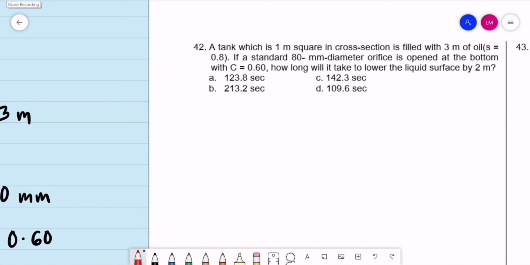Okay, dito naman tayo sa number 42. A tank which is 1 meter square in cross-section is filled with 3 meters of oil with a specific gravity equal to 0.8. If a standard 80 mm diameter orifice is opened at the bottom with C sub d, or that is the coefficient of discharge, 0.6, how long will it take to lower the liquid surface by 2 meters? Kapag may involved na time, okay, ito na yung case ng orifice na the falling head. So, magko-consider na tayo dito ng pagbaba ng liquid surface, the falling head.